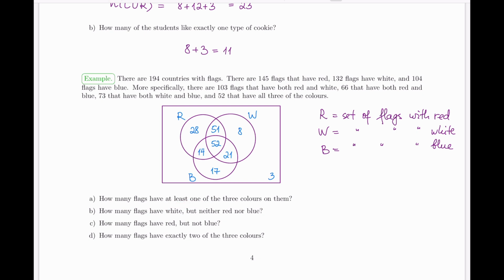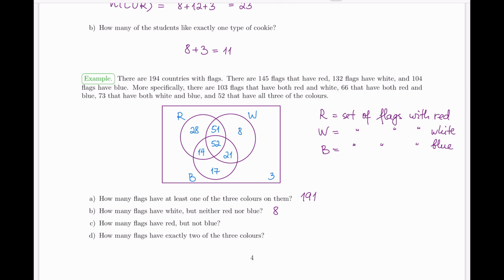At least one of the 3 colors means I'm not looking for these 3 that don't. I'm looking for everything that lives inside all of these sets. So overall here, I'm going to have 191. How many flags have white, but neither red nor blue? So I'm interested in the countries that have white, but not red and not blue. And that leaves me with 8 countries and their flags out there.